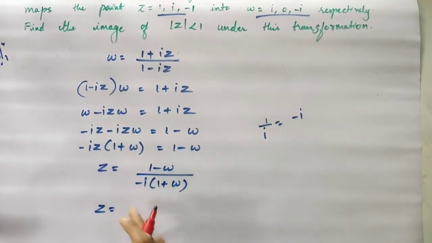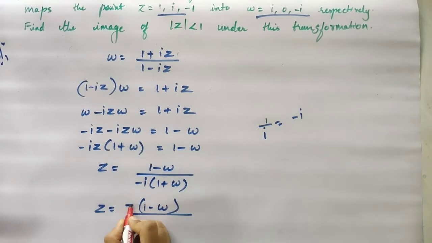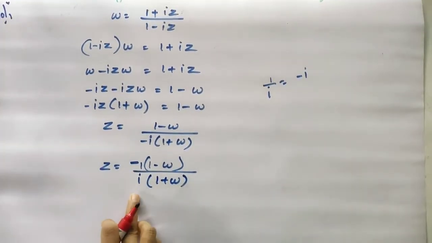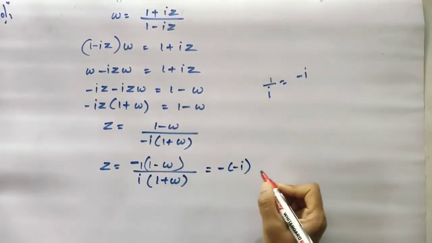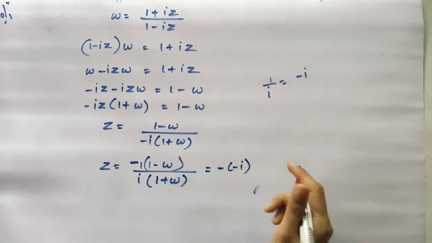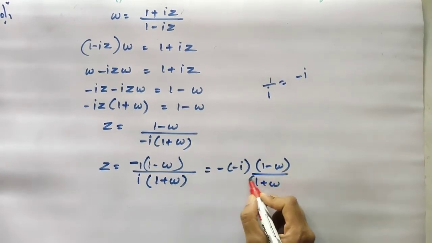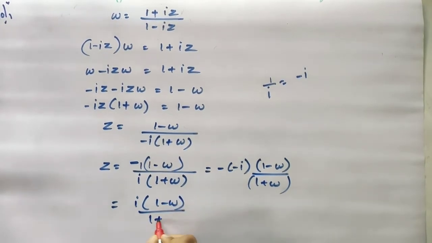Because here it is 1 minus W divided by I times 1 plus W, I'll take this minus sign to the numerator. Minus sign to the numerator, 1 divided by I you are having, and 1 plus W you are having. Now 1 divided by I is minus I. So let us write it. Minus into minus I, 1 minus W divided by 1 plus W. Minus of minus is plus I into 1 minus W divided by 1 plus W. This is what you get.